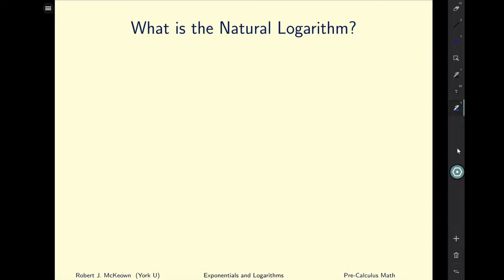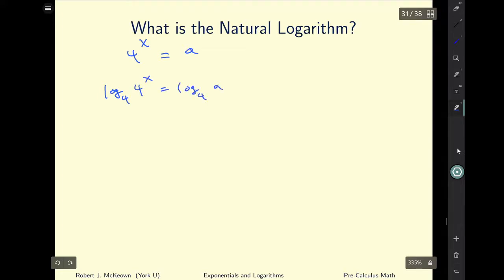What is the natural logarithm? Well, we saw before that if we have something like 4 to the power of x, and we said maybe we let that equal a or something like that, we could write log base 4 of x equals log base 4 of a, and these two things sort of cancel each other out, log base 4 multiplied by 4 to the power of x. They're inverse functions, and so we're just going to end up with x is equal to log base 4 of a.